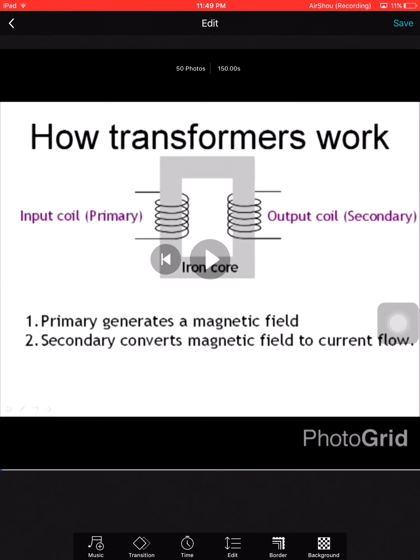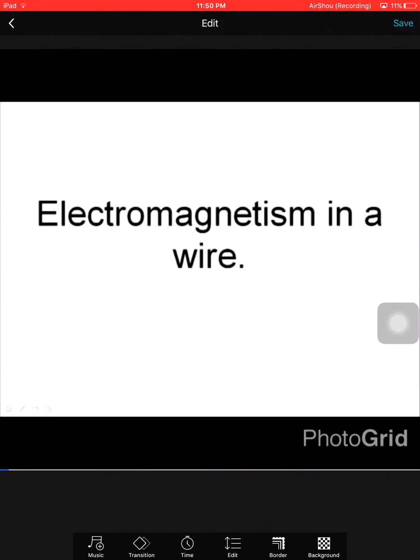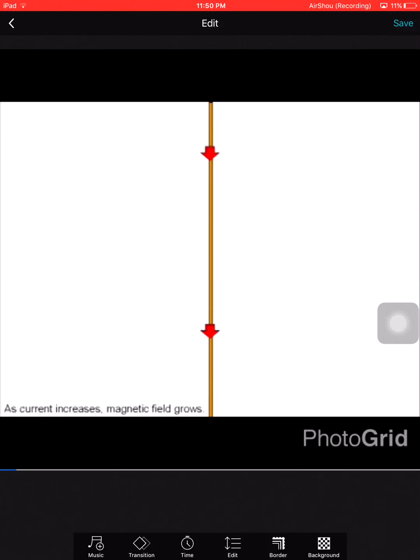The transformer is constructed with two coils named the primary coil and the secondary coil. The primary coil generates a magnetic field around it, and the secondary coil converts the magnetic field into current flow. Before knowing it, we have to know the electromagnetism in a wire. As the current increases, the magnetic field around it grows.